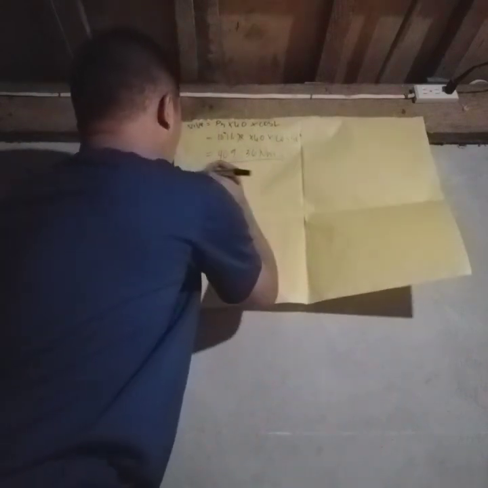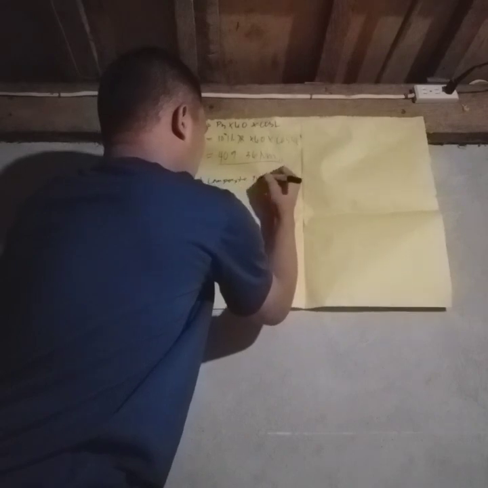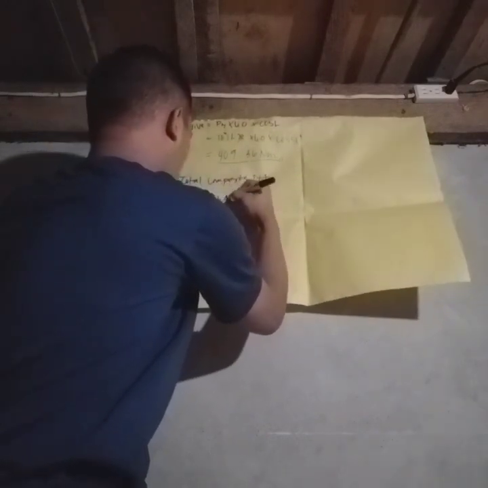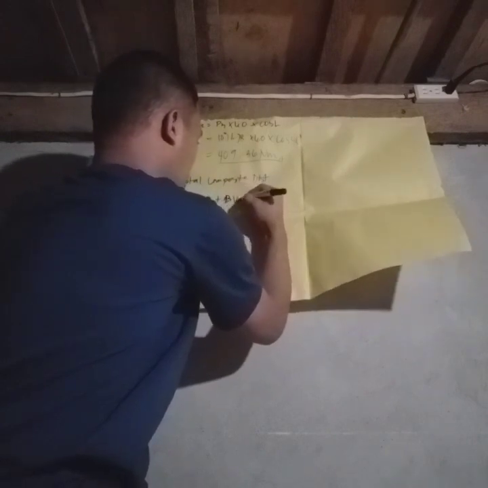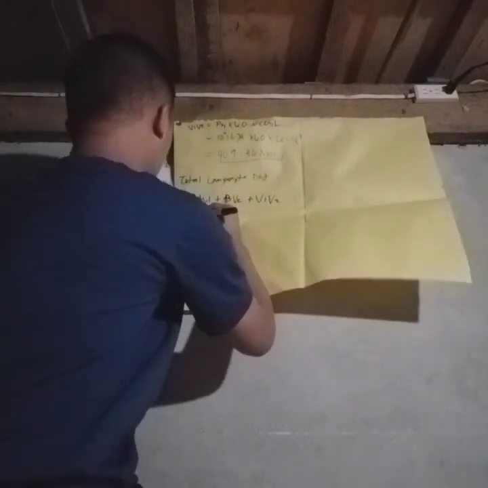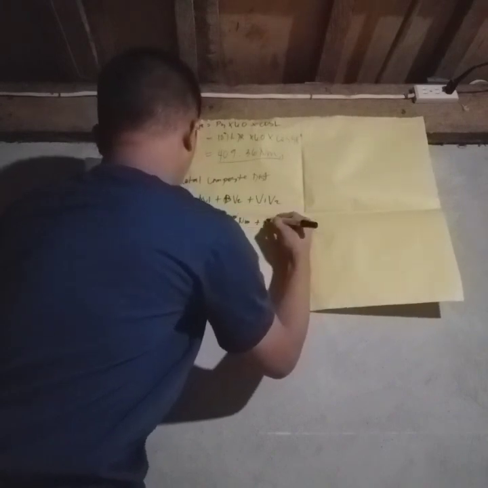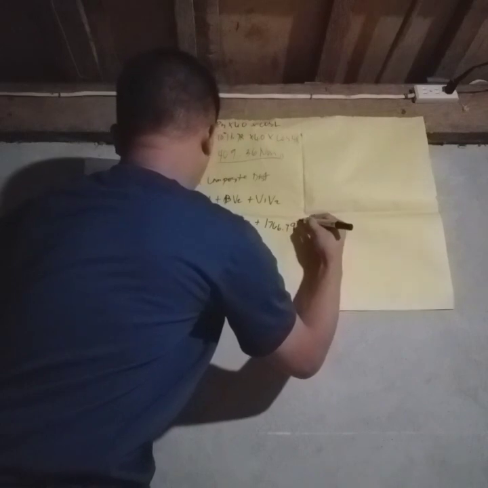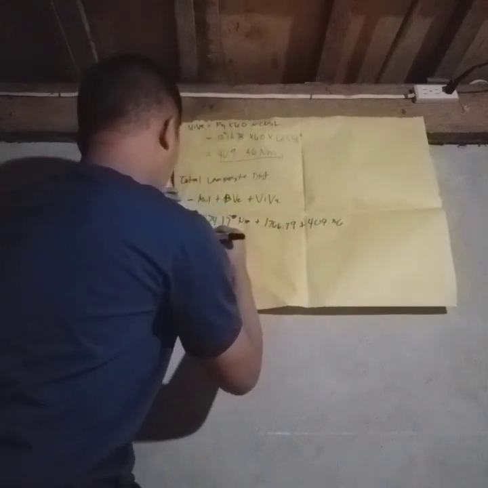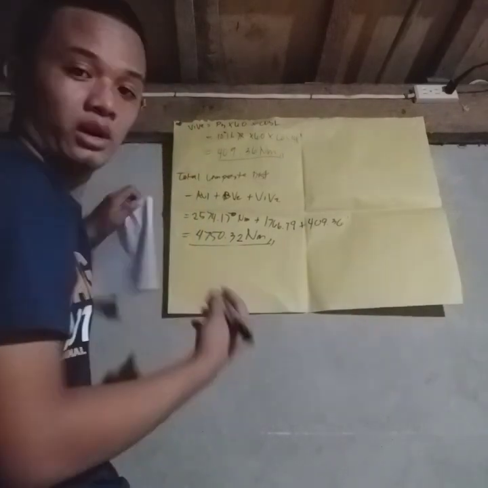So next we need to get the total composite distance. To get that, it is AV1 plus BV2 plus the V1 V2. So we have 2574.17 nautical miles, no degrees, plus 1766.79 nautical miles plus 409.36. The total distance is 4750.32 nautical miles. So here's our total distance.